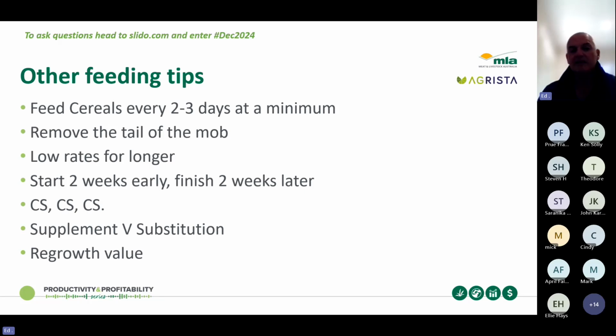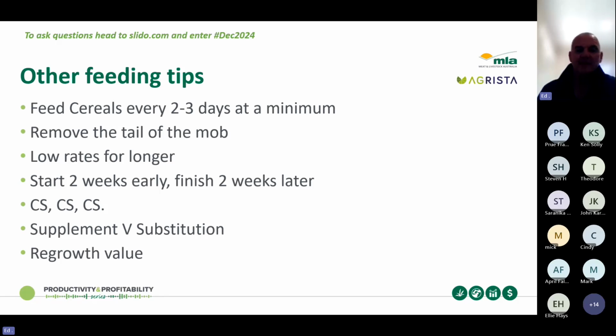Lower rates for longer. I'm a big advocate of starting at lower rates earlier rather than waiting to the right point in the year to start feeding a higher ration, because we know if we can maintain that condition score rather than letting it drop and pick up, we can save money, you don't have to feed as much feed. So that's just a no-brainer. Again, starting 2 weeks early, finishing 2 weeks later. When you think it's time to start feeding, you're probably about 2 weeks late.